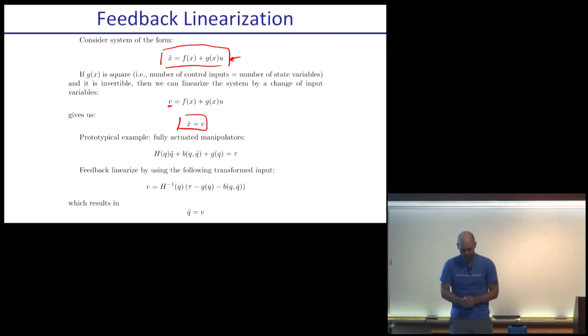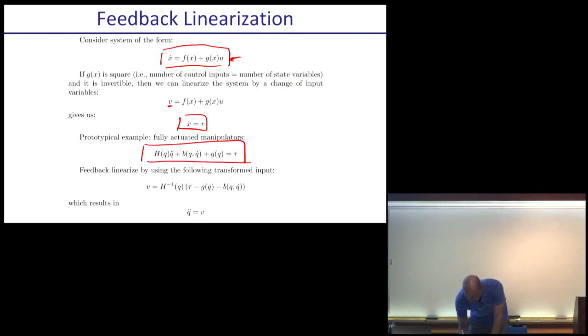What's an example? Robotic manipulators. So robotic manipulators that are fully actuated tend to be governed by this equation over here. It turns out that you can essentially rewrite this as q double dot equal v. q double dot is the acceleration vector for each of the joint angles in the robot. And then there's a nonlinear transformation you apply to go from v to torques, and then you can apply the actual torques on your robot arm.